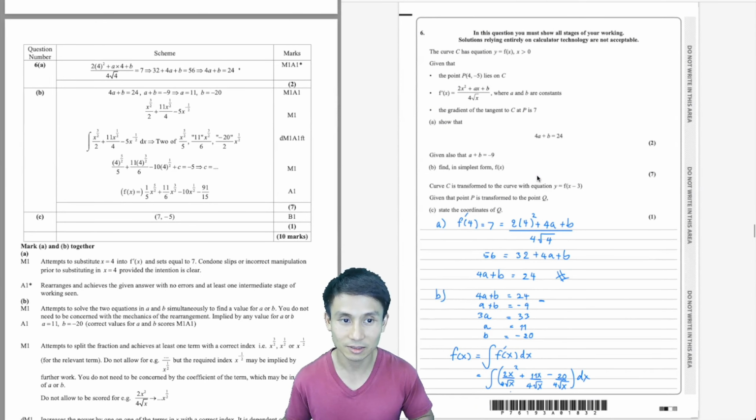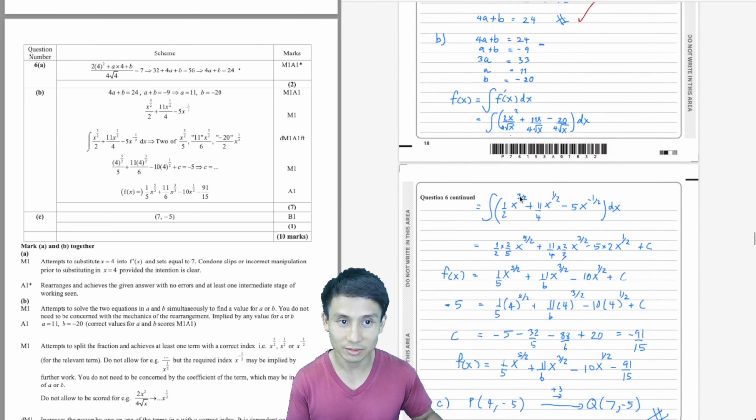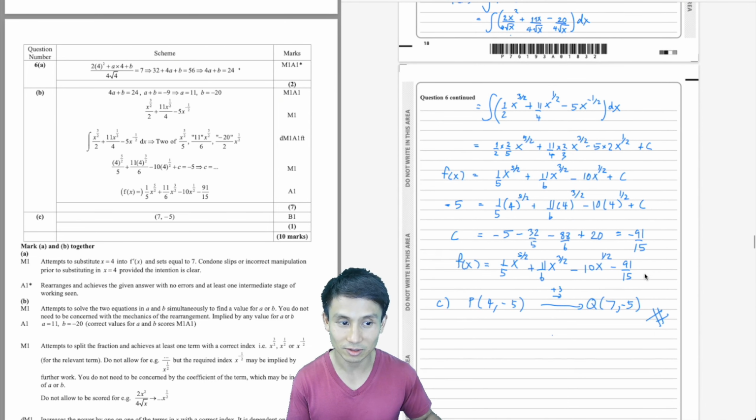6a. I managed to show that as required, and then I got b to be, well, that's long. Okay, this equation here, 1 over 5x to the 5 over 2, 11 over 6, blah blah blah. That's all correct. This is correct.